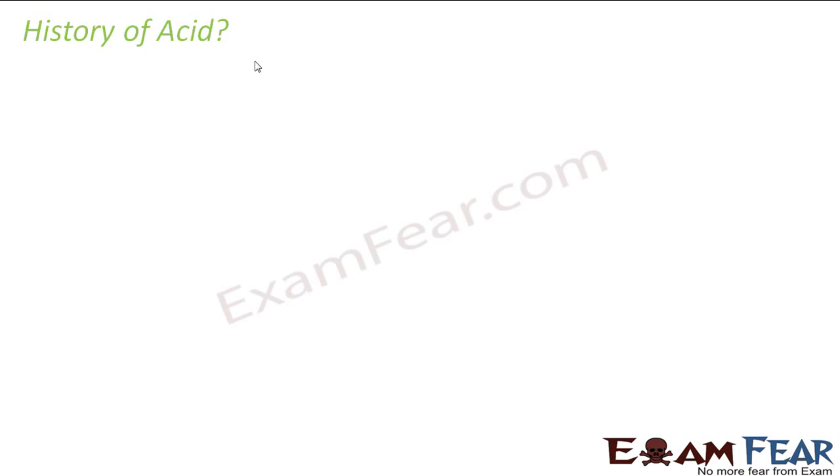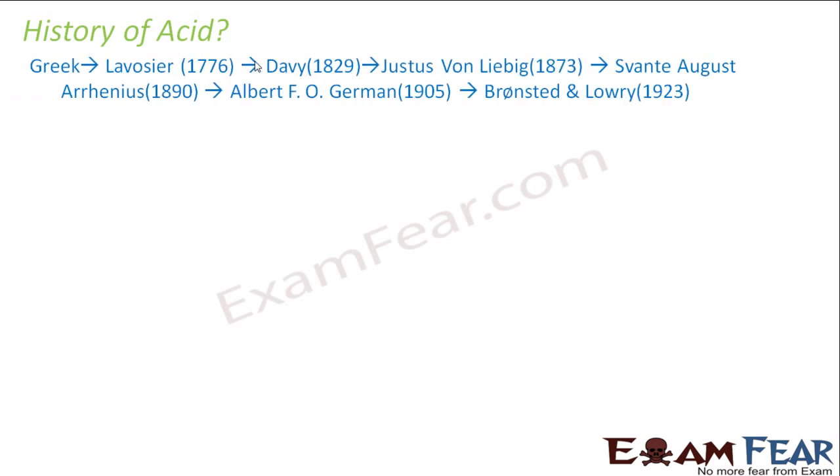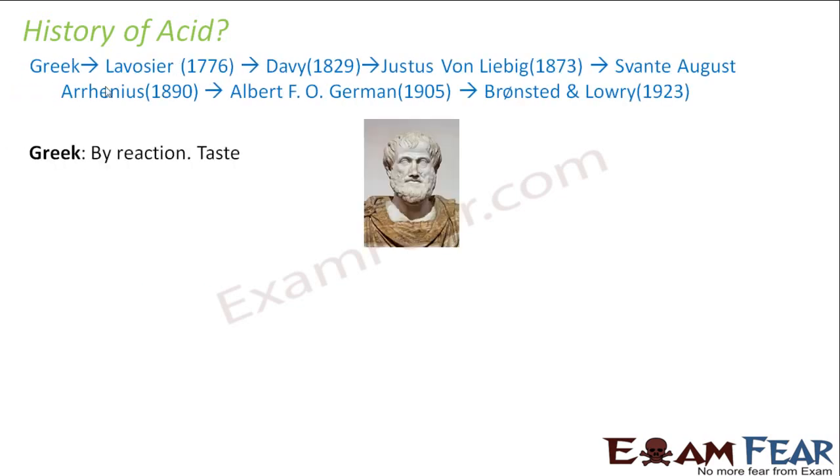So it may not come from exam perspective, but it's good to know, and it creates a huge amount of interest in knowing how the word acid itself came. So this is the history of acid. I'll explain one by one. It started with the Greeks. Greeks defined acid by reaction and taste. Anything which reacted vigorously and had a sour taste, right? They used to call it acid.